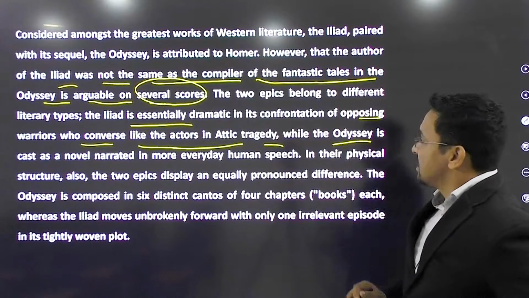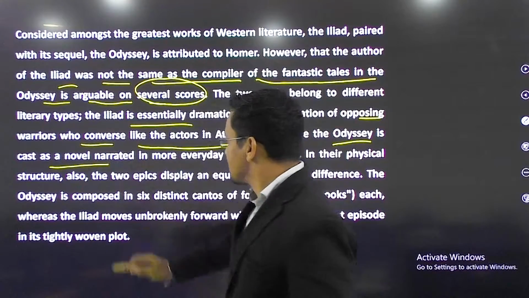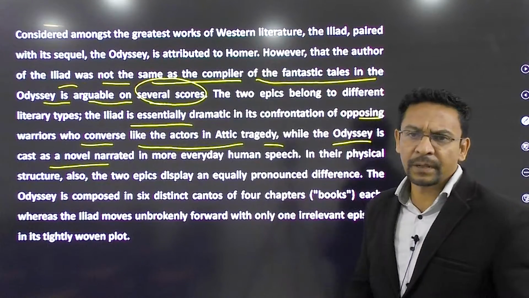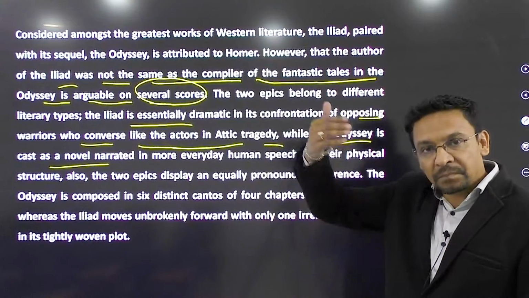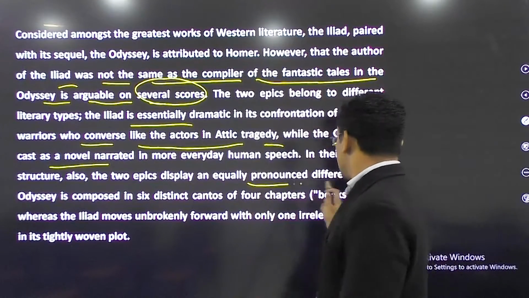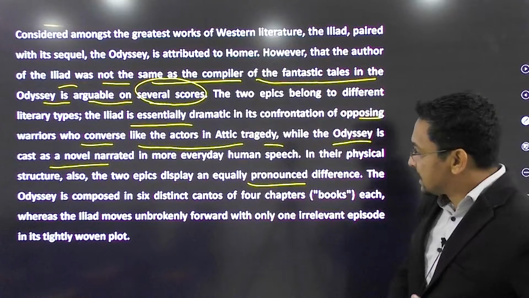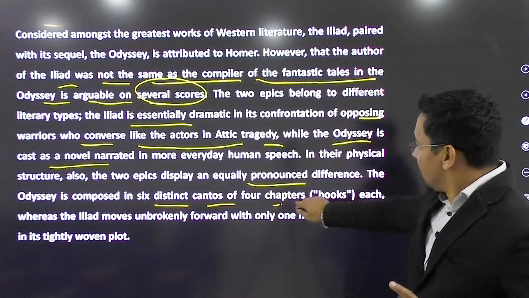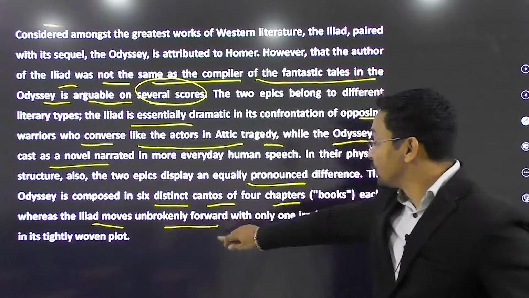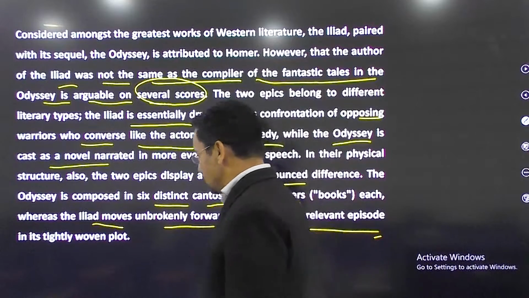On the other hand, ओडिसी जो है ना, ये बनाया ही एक नॉवल की तरह है. नरेटेड इन मोर एवरीडे ह्यूमन स्पीच. नॉवल में एवरीडे ह्यूमन स्पीच ही तो इस्तेमाल होती है. प्लेज की जो लैंग्वेज होती है ना, वो हायर होती है, ग्रैंड होती है. इन द फिजिकल स्ट्रक्चर ऑल्सो द टू एपिक्स डिस्प्ले एन इक्वली प्रोनाउंस्ड डिफरेंस. काफी फर्क है दोनों में और वो नजर आता है. ओडिसी इज कंपोज्ड इन 6 डिस्टिंक्ट कैंटस of 4 chapters each, whereas Iliad moves unbrokenly forward with only one irrelevant episode in its tightly woven plot.